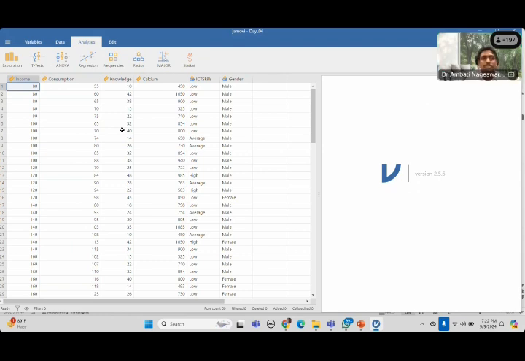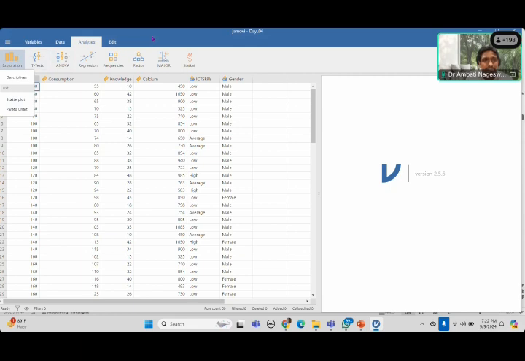Now, what are the data requirements? First of all, I should see whether there is a linear relationship between these two variables or not. In order to understand the linear relationship between two variables, one has to conduct a scatter plot.